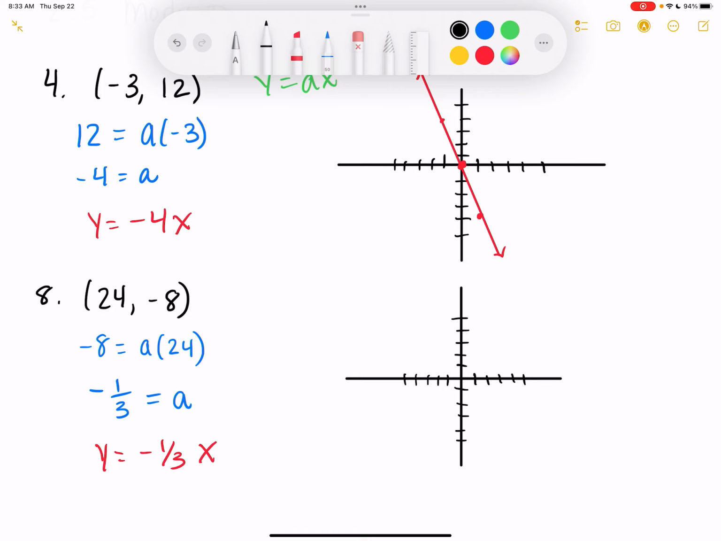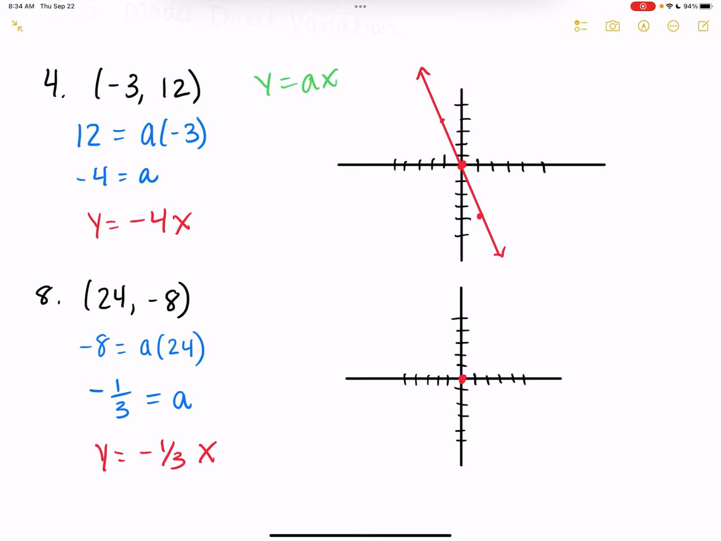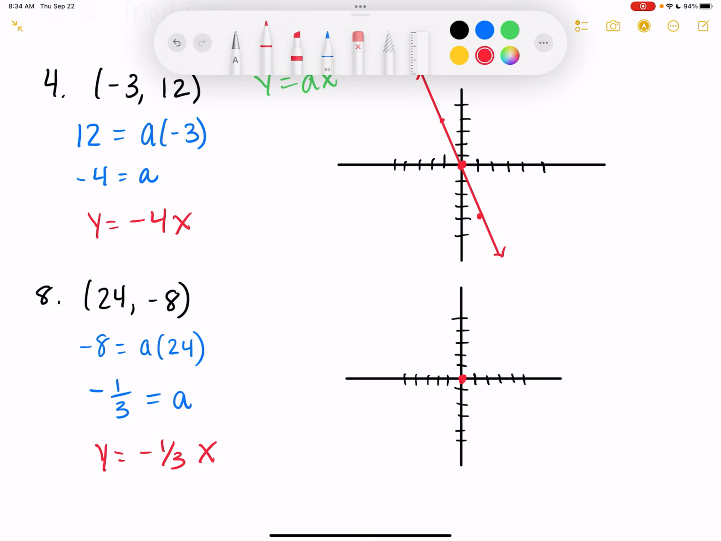So I've got y-intercept of 0. And then I've got a negative slope, so down 1, right 3. Or up 1, back 3.